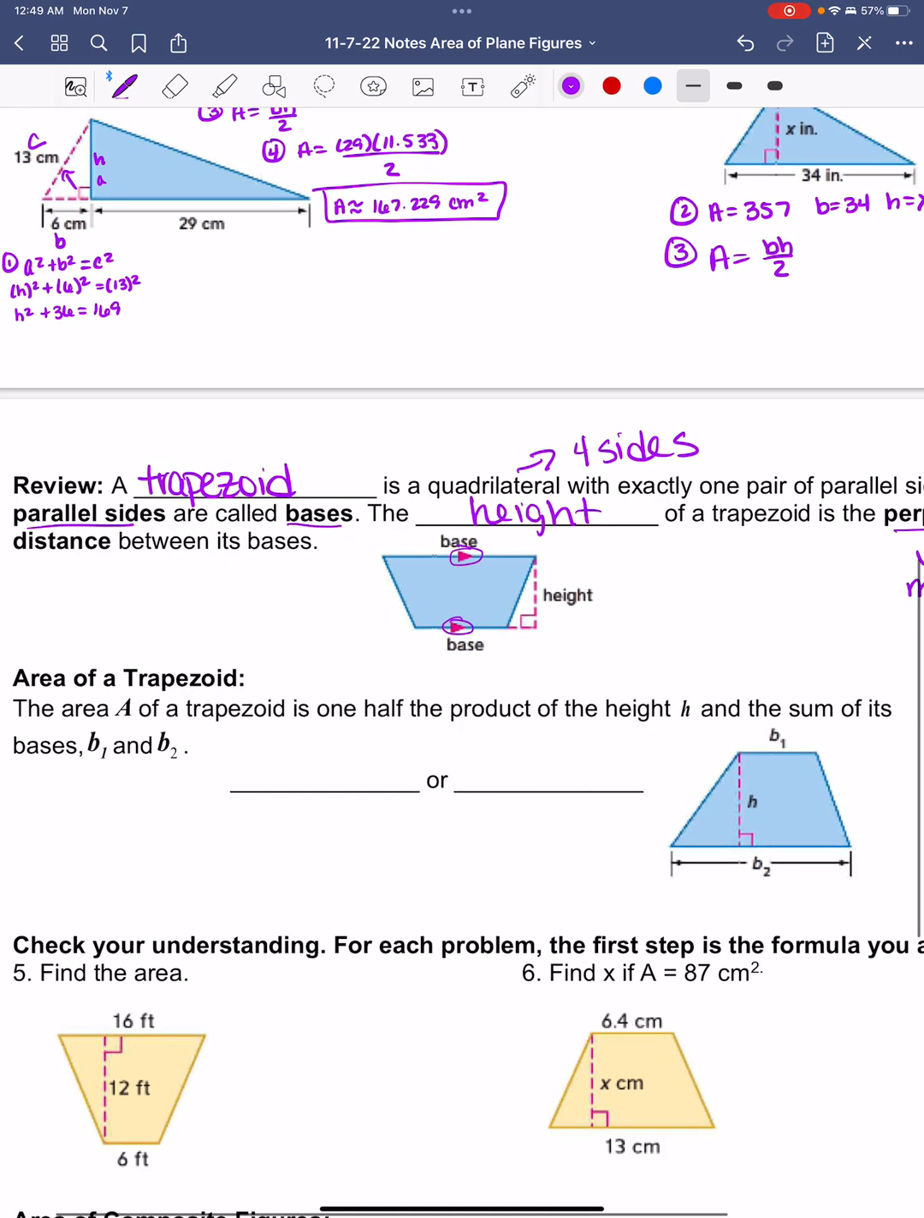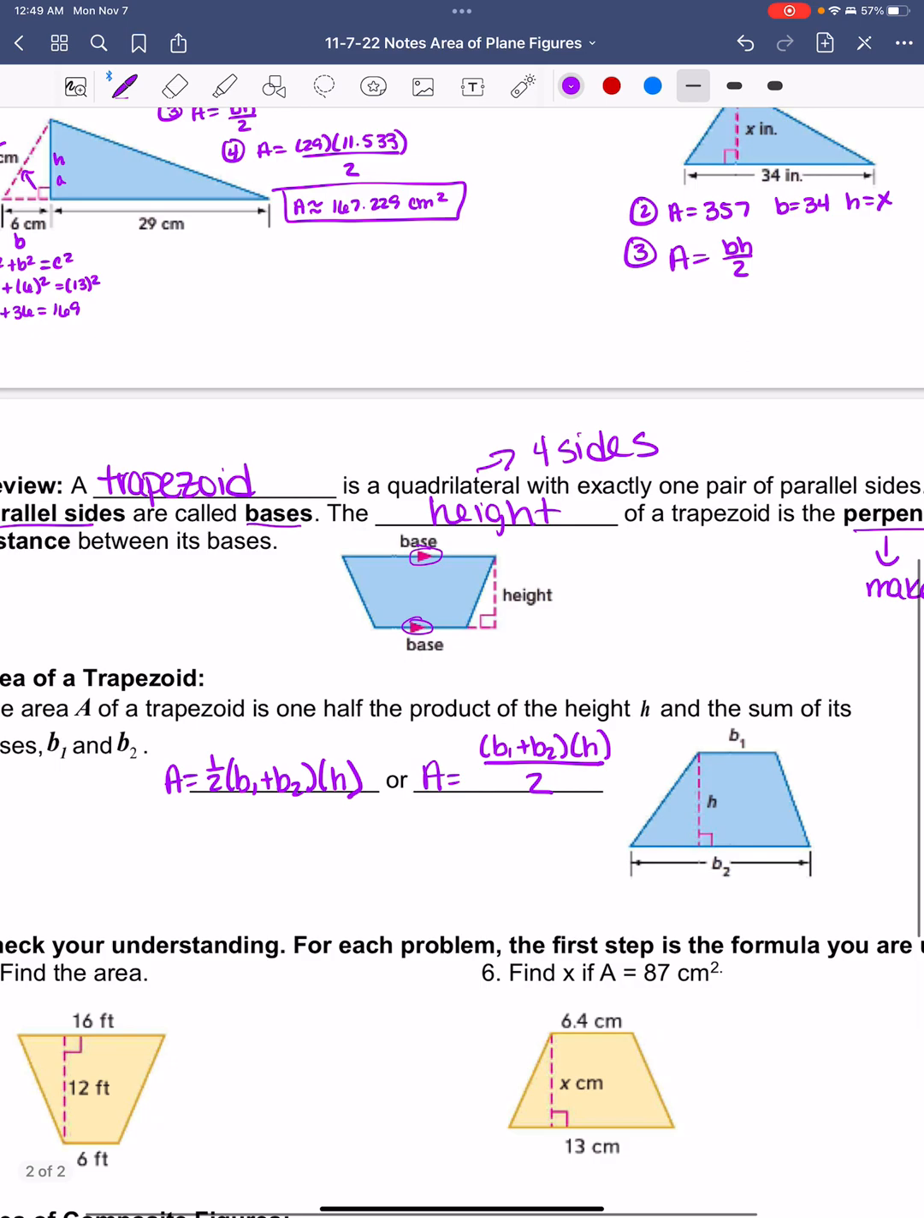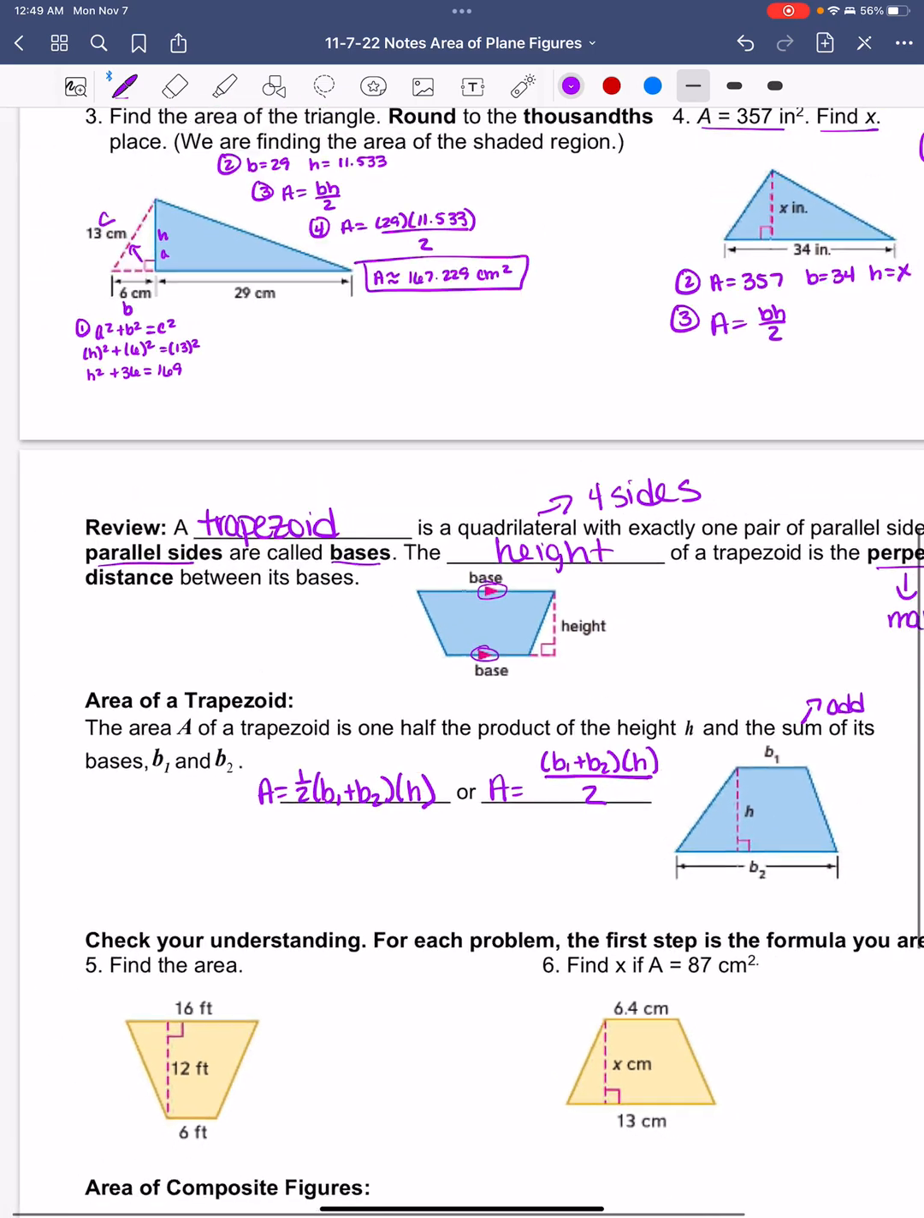Very, very similar to how we broke up the area of a triangle. So it's going to be area is equal to 1/2 base 1 plus base 2 times your height. Or you can write it as base 1 plus base 2 times your height, all divided by 2. Again, it doesn't matter as long as you use the same one every time. And remember, the sum is when you add them together. Okay, that's basically what we're doing. And then we divide by 2.